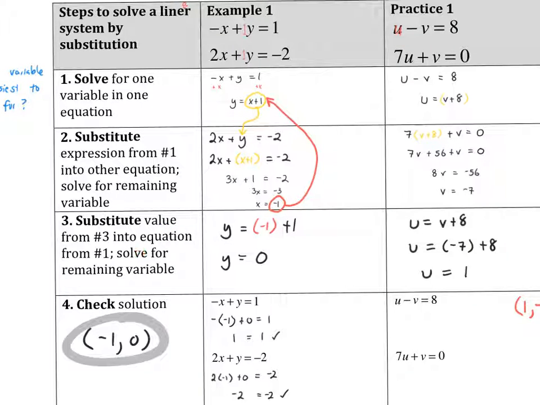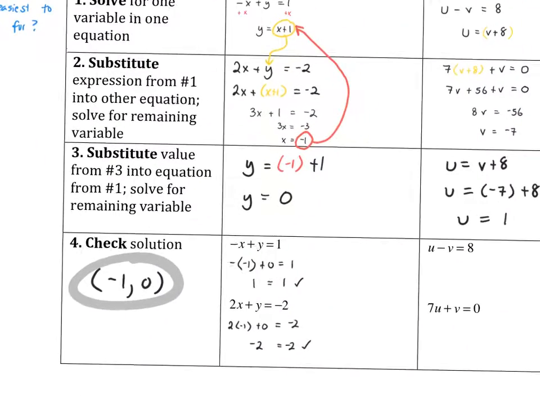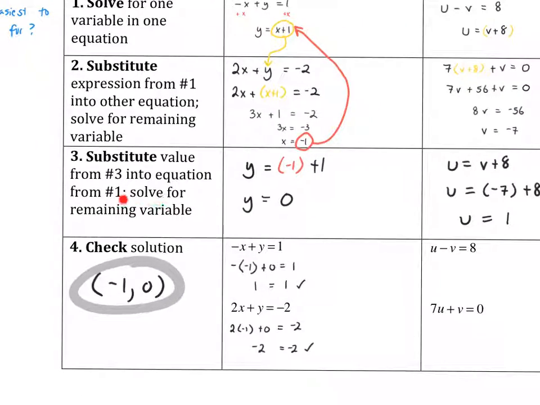This specifically says go back to step 1, but really you can substitute it anywhere, meaning it can go back to the original problems or here. It doesn't matter. Then we're going to solve for the remaining variable, and our last thing to do is to check our solution by substituting it into both there.